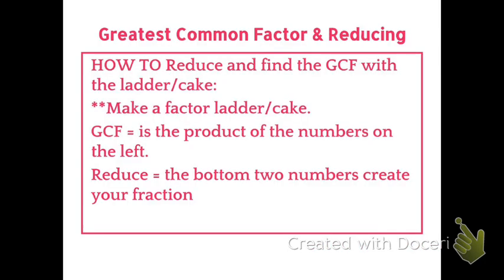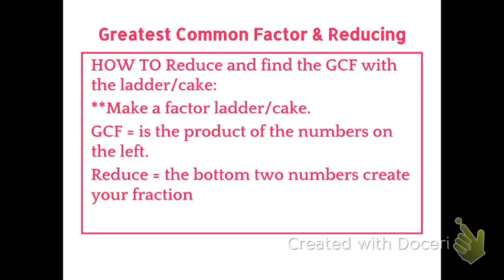All right, so to find the greatest common factor, you're going to do these steps, and this is what you just cut out and glued down. So it says how to reduce and find the greatest common factor with the ladder/cake. I call this a cake because I think it's more fun. Miss Cuneo calls it a ladder because she's a little bit more lame than I am. But in any case, when you see ladder or cake, this is what we're talking about.